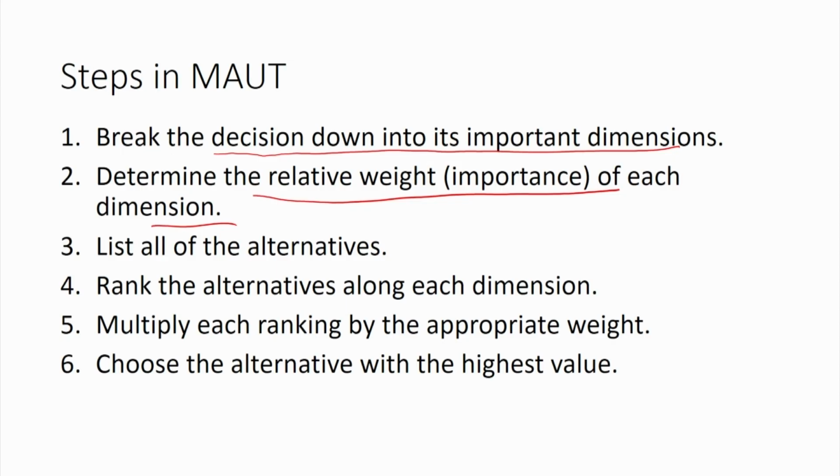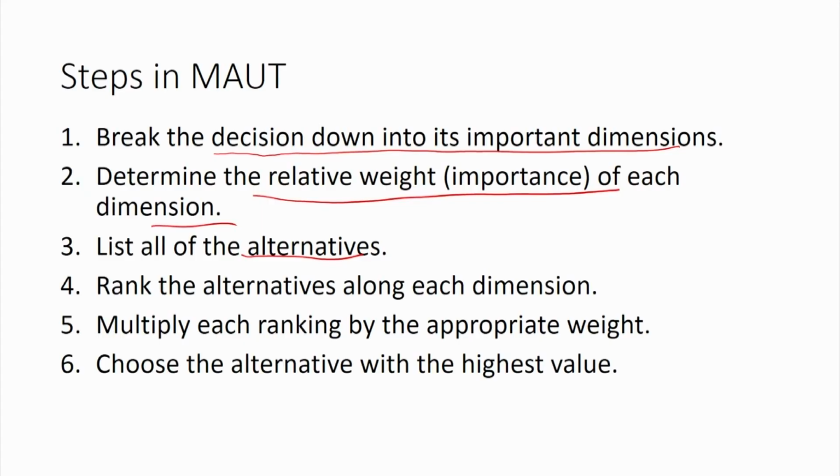Weight is basically how preferable that dimension or attribute is to me, and so we give these kinds of weights. Then we list all the alternatives which are available. Rank the alternatives along each dimension, and then multiply each ranking by the appropriate weight, which leads us to choosing the alternative with the highest value.